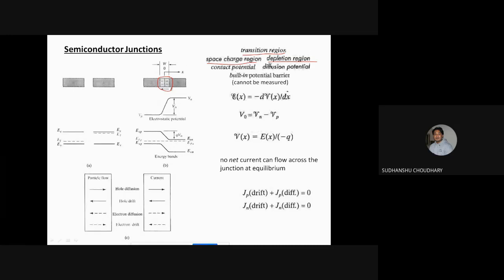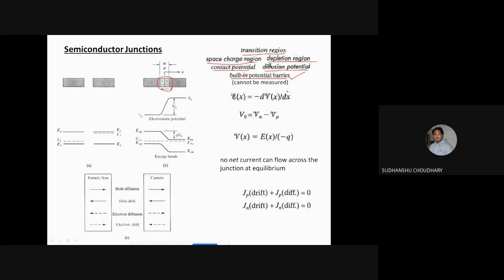Then the built-in potential, that is V naught. This is also called contact potential, because this potential has come up because of a contact between P and N type semiconductor. Sometimes it is also called diffusion potential, because this potential has been created because of the diffusion of holes from P to N side and diffusion of electrons from N to P side.